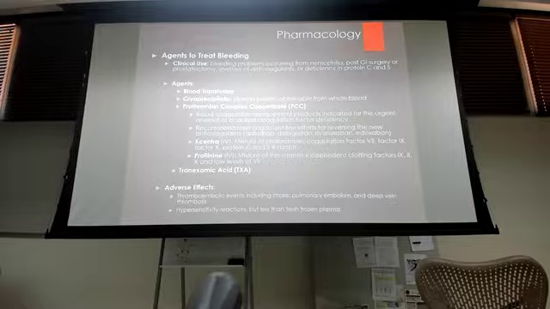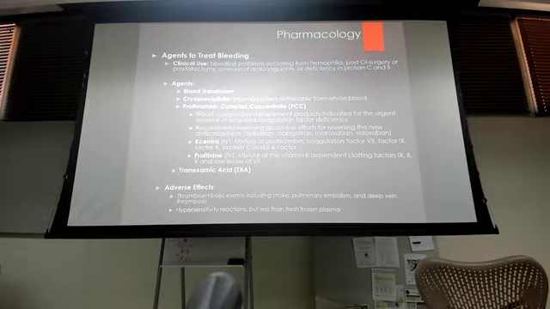Then we mentioned the PCC formulations, Kcentra and Profilnine, and then TXA, tranexamic acid, and we'll hit that one on the next slide, because for the Army folks and some of the other services, we are using it in our TC3 protocols. For bleeding, we give them an injection of TXA. Blood products are always good for bleeding, no matter the cause: coagulopathy, anticoagulants, or some vascular damage. Packed red blood cells, platelets, plasma, based on the bleeding source and the underlying medication.